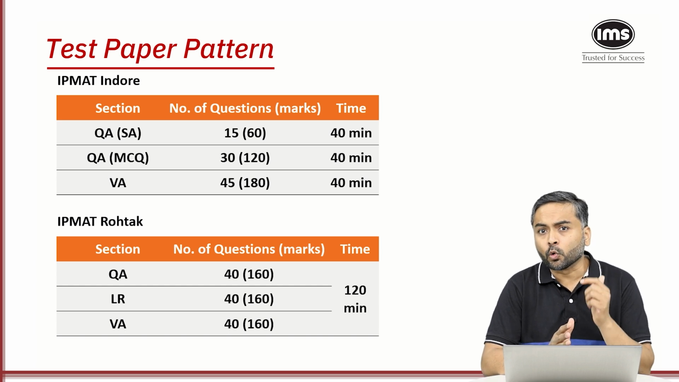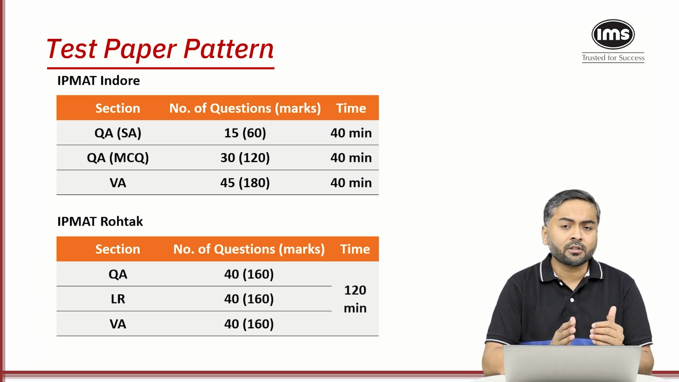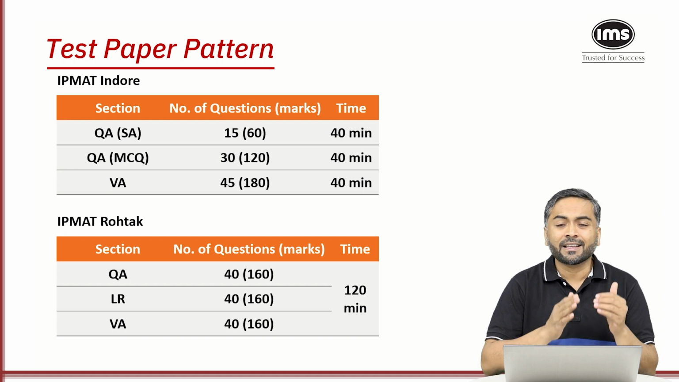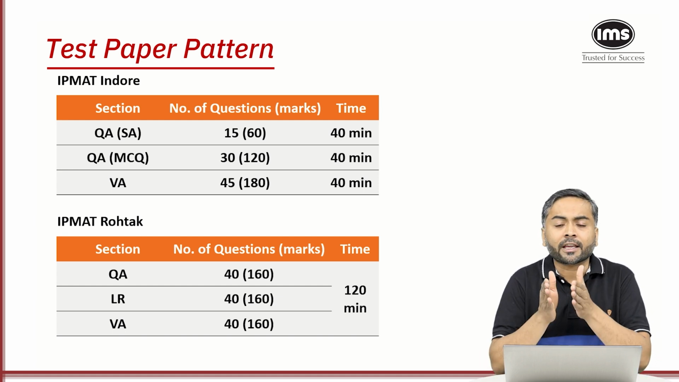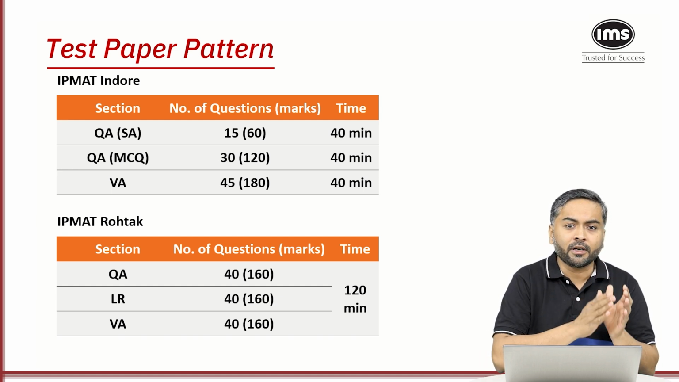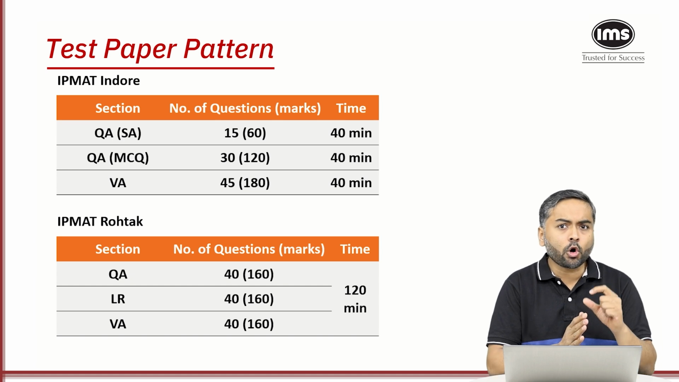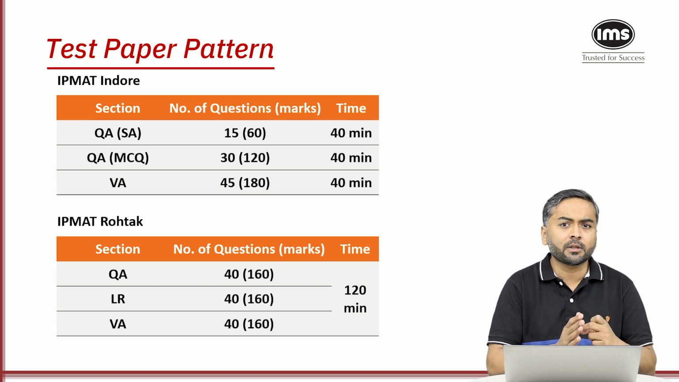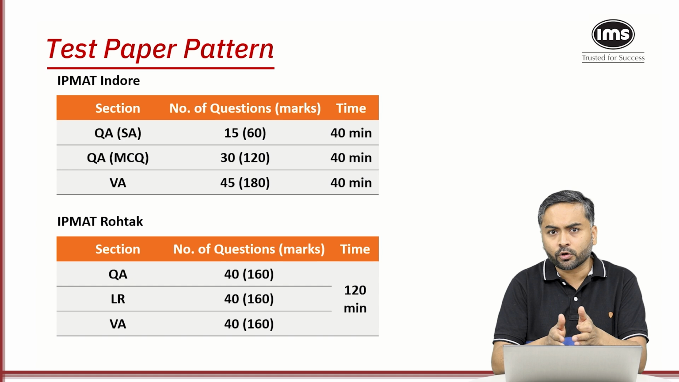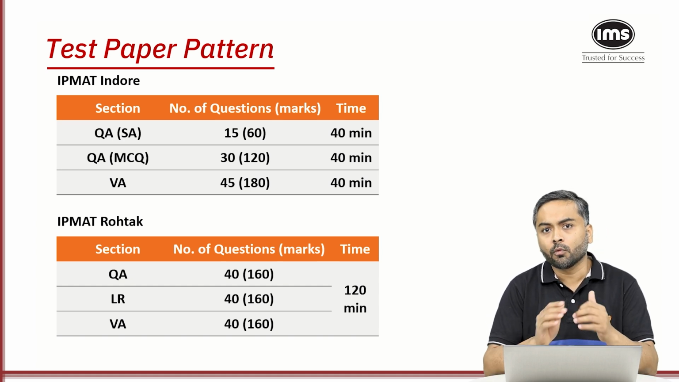It is also important to note that all the three sections have a sectional time limit and that section has to be attempted in 40 minutes itself. If you look at the overall paper, in QA, both the sections put together, you have 45 questions, and in verbal ability also you have 45 questions.